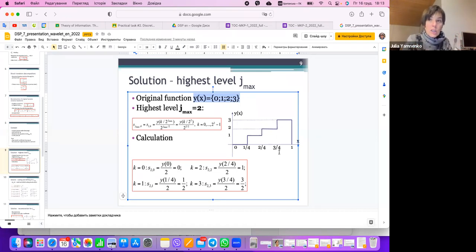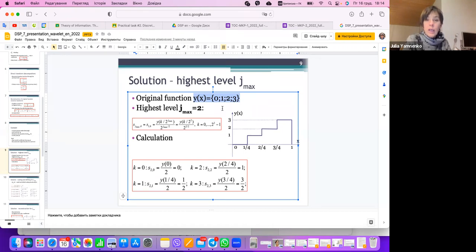So the question is how many parts will be inside this interval. If we have 4 values, it will be quarters. If we have 8, each part will be 1/8. If we have 1024, we should divide our interval into 1024 sub-intervals. So it is important to put them all together inside the interval with duration 1.